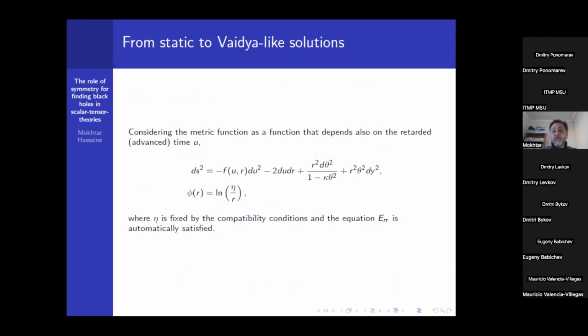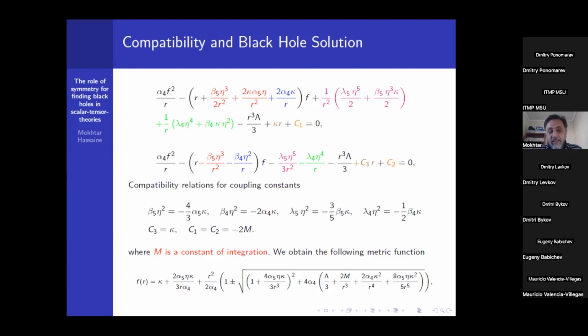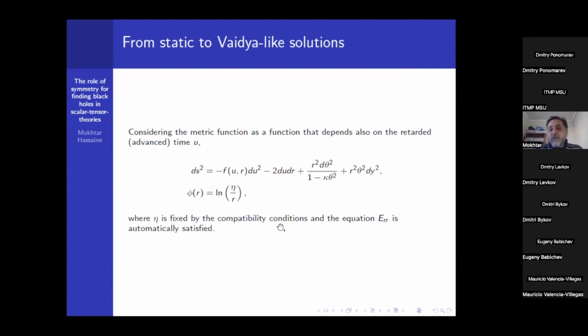There is also another solution that I would like to explain to you. For these two branches, either the linear or the quadratic (this one is, let's call it, the quadratic, and this one the linear), we can go from the static solution to a Vaidya-like solution. And it's very nice how to do that.